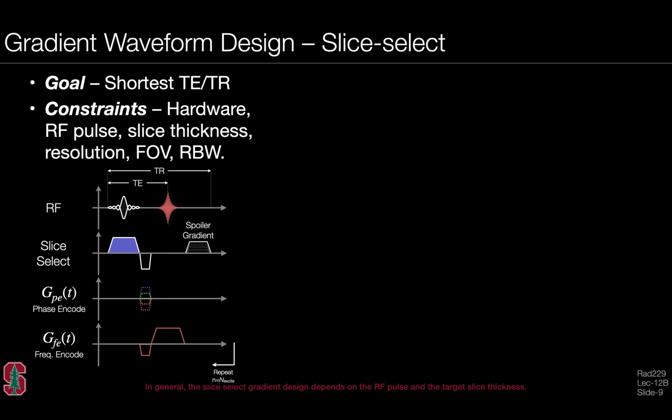So at this point, we haven't talked about the first part, which is the slice select gradient, and we'll spend the remainder of this lecture talking about some details of designing the slice select refocusing gradient. And again, our goal is generally the shortest TE/TR, subject to various constraints, including the hardware, RF pulse, slice thickness, resolution, field of view, and the receiver bandwidth.